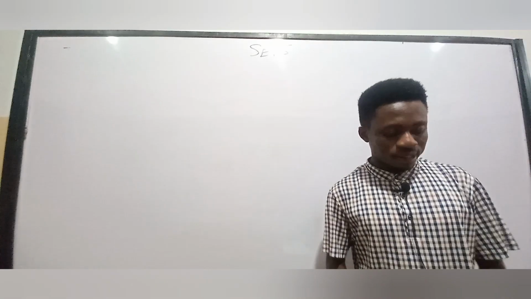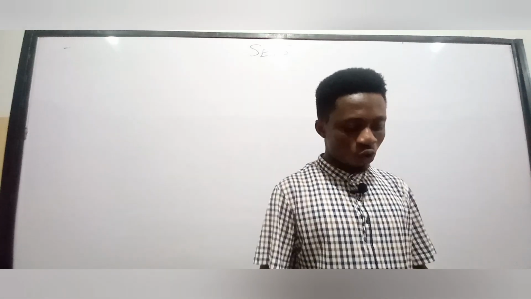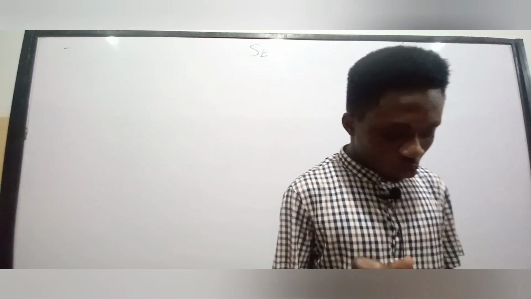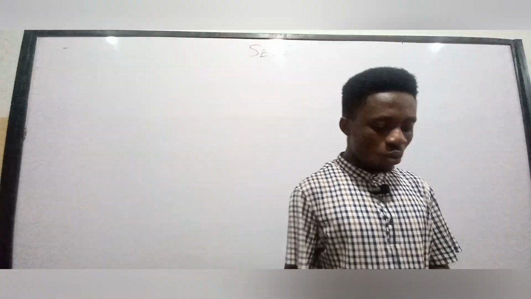Okay, so in this one, it says in a class, the number of students studying French or history is 40. 20 students study both subjects, and the number of students studying French only is 10.